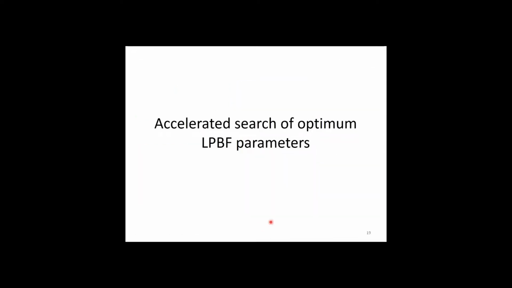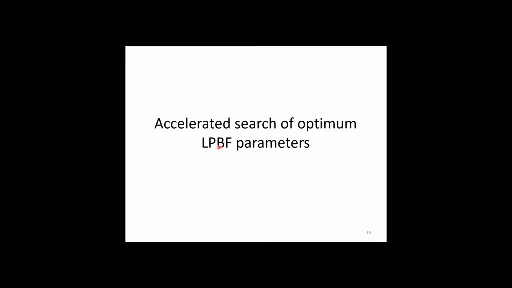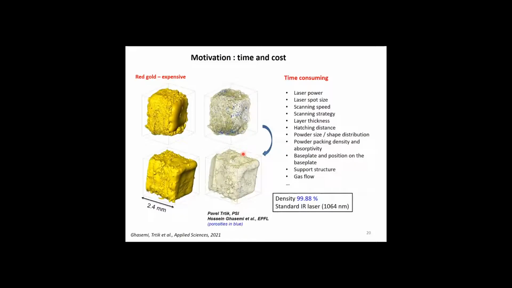So now let's see, with this type of processing map, how we can benefit from those maps for an accelerated search of optimum processing parameters. The reason is that the full list of parameters on which you want to play to optimize the processing is sometimes very long, and it can be very expensive. Here I illustrate again the case of a gold alloy, where you see in blue the little porosities. It's actually quite difficult to measure that in tomography. So in this case, it was done by neutron tomography at PSI together with Pavel here.